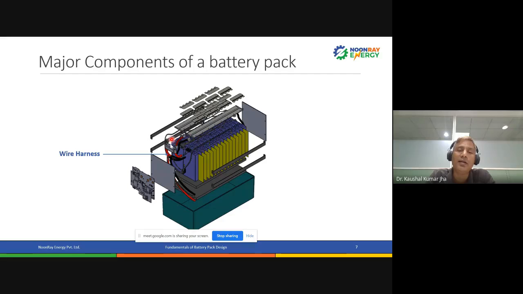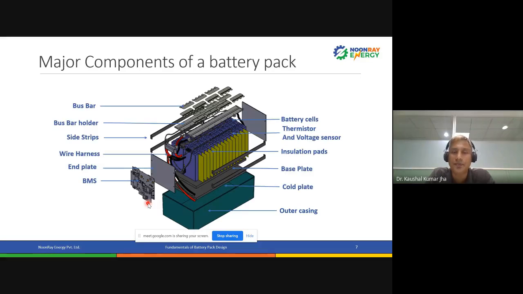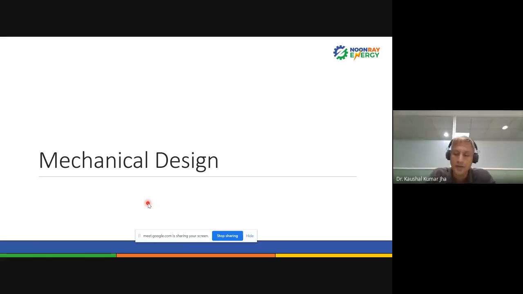Then the wiring harness for efficient power delivery. This wire has to be connected with a connector to the motor or to a junction box. Then the BMS. And then all these things should be covered by an outer casing, so that there is no ingress of dust, humidity, water, or anything which can harm the battery pack. So this was the introduction about the battery pack.